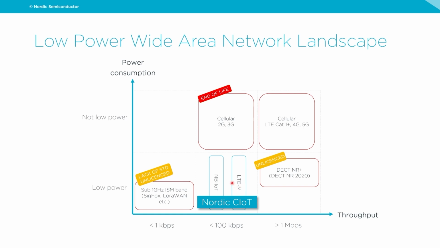And then you have the cellular IoT technologies, NB-IoT and LTE-M, which offer quite capable throughputs while remaining low power. One thing to take away, because we're going to come back to this during the presentation, is that cellular IoT operates in the licensed spectrum, whereas sub-gigahertz technologies such as Sigfox or LoRaWAN, as well as DECT NR+, operate in the unlicensed spectrum. There are a few different ISM bands where these operate, and DECT NR+ can operate on the 1.9 gigahertz globally unlicensed band.